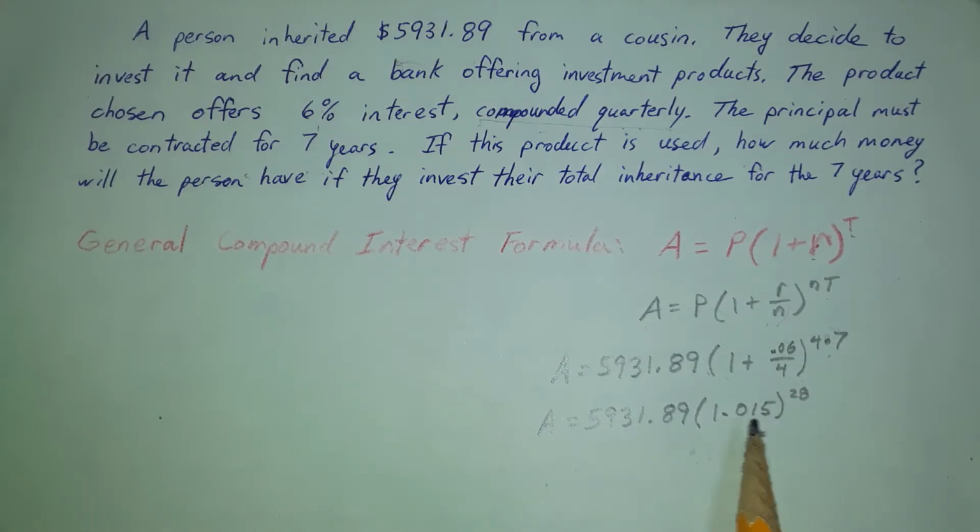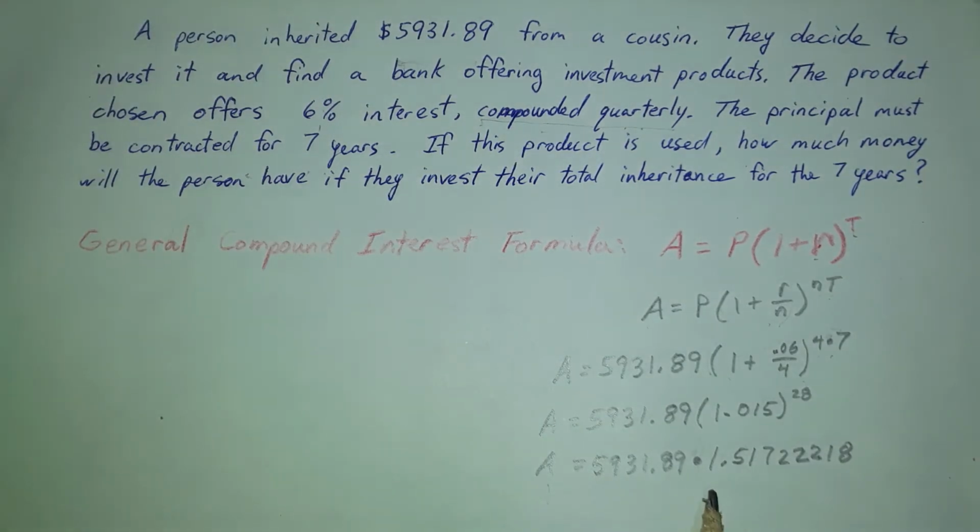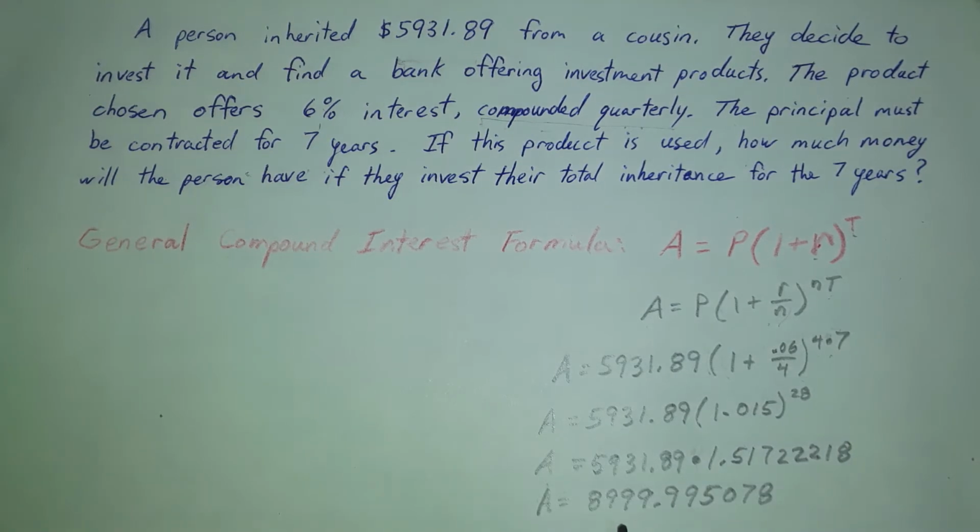So now order of operations, I'm going to do this exponent next. So this is going to give me approximately 1.51722218. And I'm going to multiply this number by this number to get that final product, which will be what we should be receiving in our bank account at the end of that 7 years. Alright, so since this is money, we're going to have to round this.